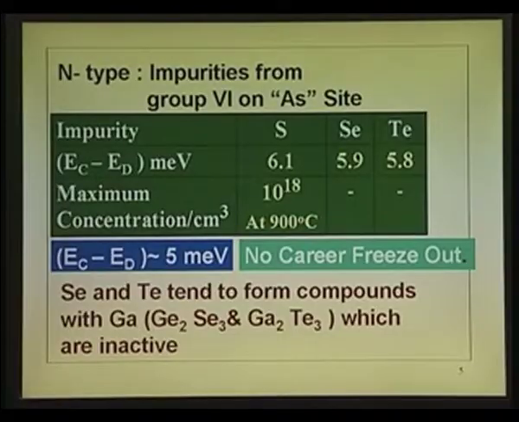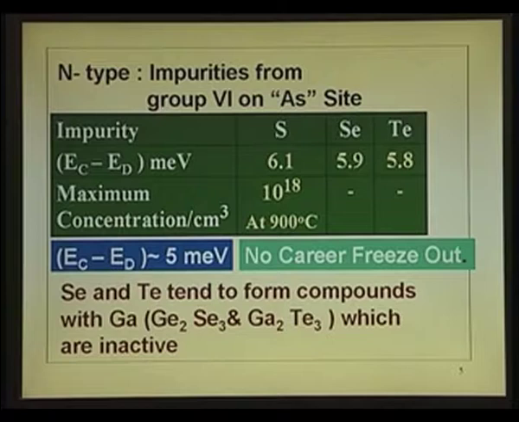Okay, now, the main impurity that is used is sulfur. Okay. Selenium and tellurium are used. You will see selenium doped or tellurium doped gallium arsenide. You try to avoid that because it forms some compounds.